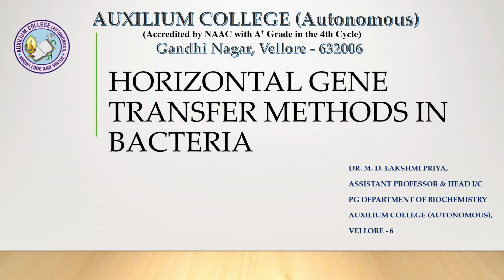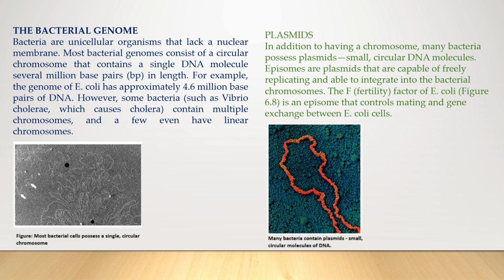Today's topic is horizontal gene transfer methods in bacteria. We know that bacteria are unicellular organisms that lack a nuclear membrane, and most of the bacterial genomes consist of a circular chromosome that contains a single DNA molecule with several million base pairs. We have E. coli as an example, which has nearly 4.6 million base pairs in its chromosomal DNA.